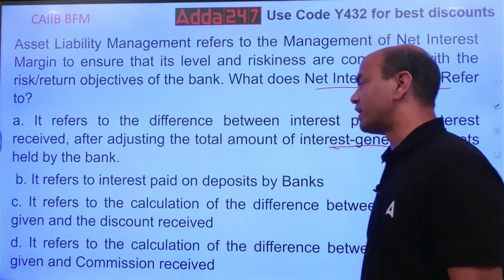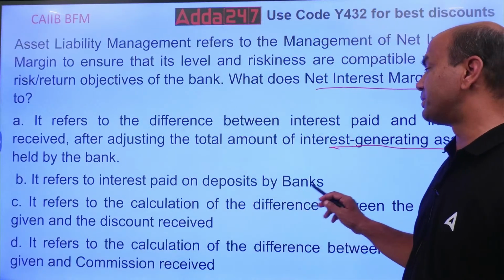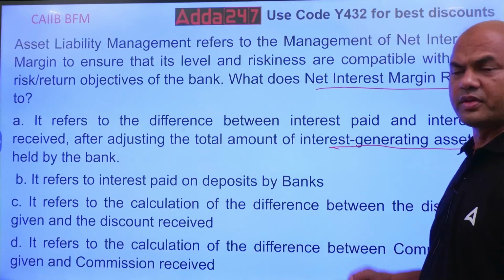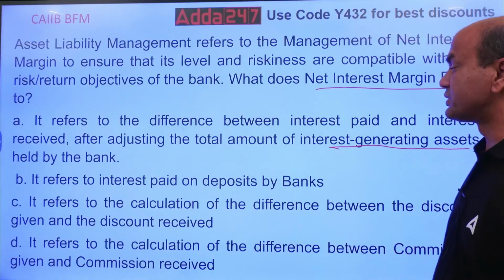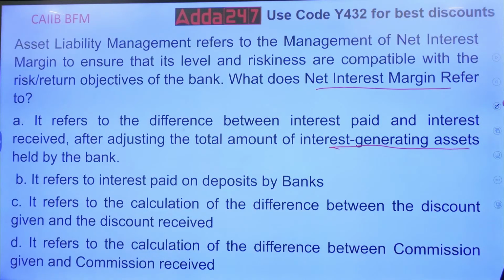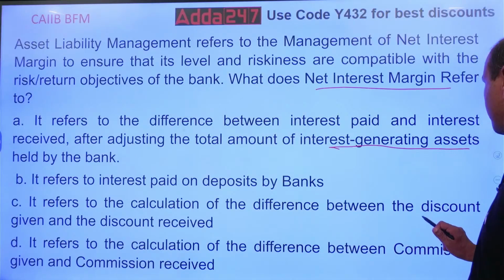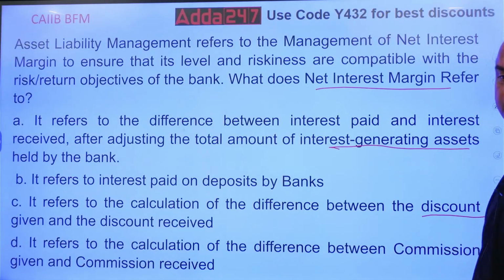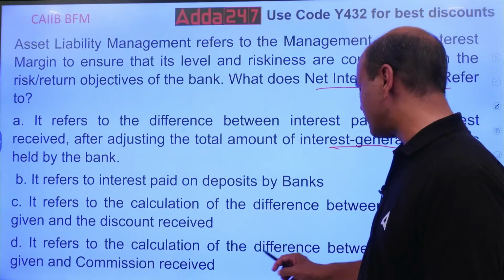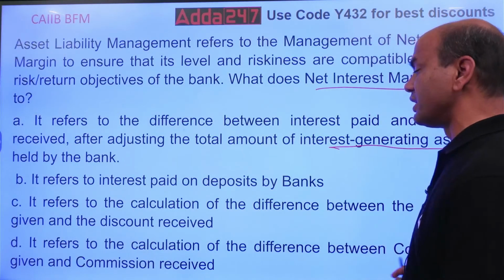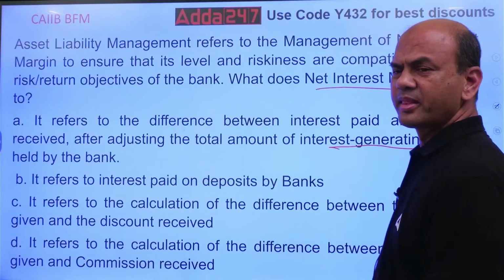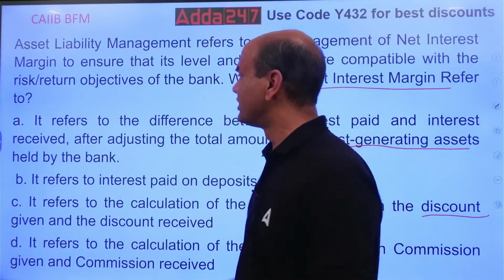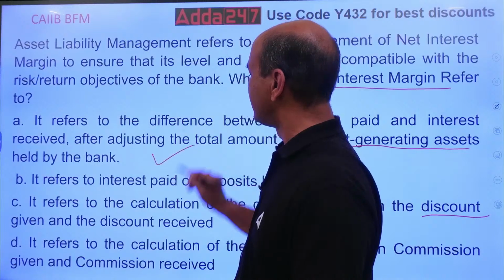Number one. Number two. It refers to the interest paid on deposits by the bank. Everyone read this. It refers to the calculation of the difference between the discount given and the discount received. So NIM means discount given minus discount received. Is it so? It refers to the calculation of difference between the commission given and commission received. Simple one, isn't it?